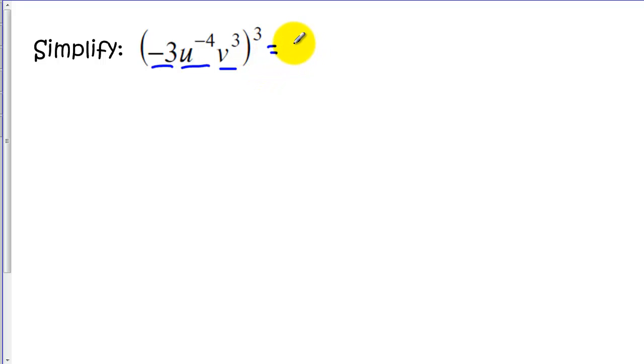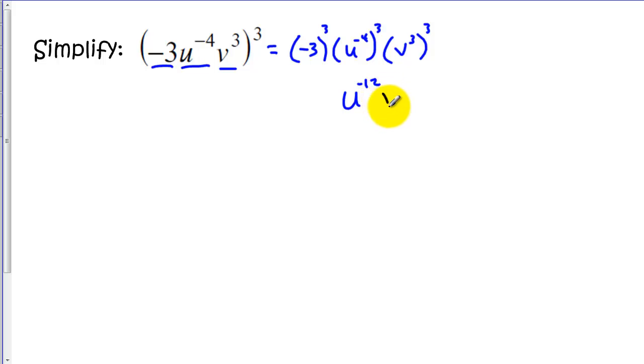So for our first step, expand this, we're going to have -3 raised to the third power. And then we're going to have u to the -4th raised to the third power, and v to the third power raised to the third power. So now we have to simplify these. As we said, we're going to multiply these exponents. So we have u to the -12th power, and here we have v to the 9th power. And now we want to expand this. So the 3 here cubed would be 3 times 3 times 3, which is 27.